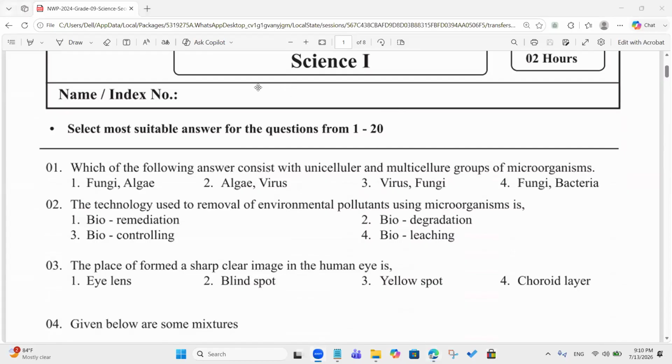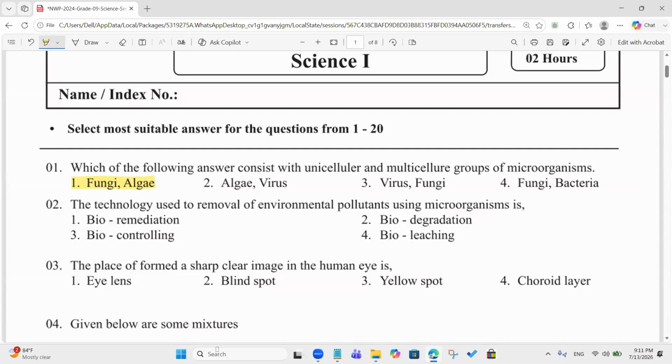Number 1. Right, now you can unmute. Which of the following answers consists of unicellular and multicellular groups of microorganisms? Yes, your answer, please. Yes, the answer is the first one, correct. In our physical class, we discussed a part of this paper, but in the online class, we didn't. That's why I put this class at this time. So let's see your answers.